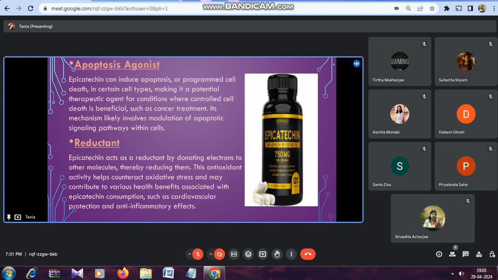Next is apoptosis agonist. Apoptosis is a natural process where cells are programmed to self-destruct when they are old, damaged, or no longer needed. An apoptosis agonist is a substance or molecule that promotes the process of apoptosis in cells. The bioactivity of epicatechin as an apoptosis agonist involves its ability to promote programmed cell death in certain cells. Reductant. The substance that loses electrons and is thereby oxidized to a higher valency state is called a reductant. Epicatechin acts as a reductant by donating electrons to other molecules, thereby reducing them.